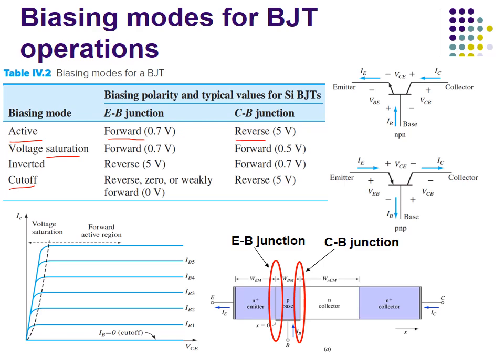That means for an NPN BJT to be in the active mode, the N-type emitter needs to be connected to the negative and the P-type base needs to be connected to the positive, so that the EB junction is forward biased, and the collector needs to be connected to the positive and the negative connected to the base so that the CB junction is reverse biased. Other operation modes with their respective biasing polarity are shown in this table.